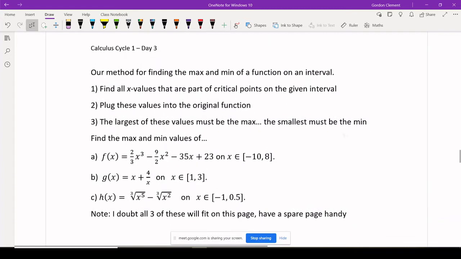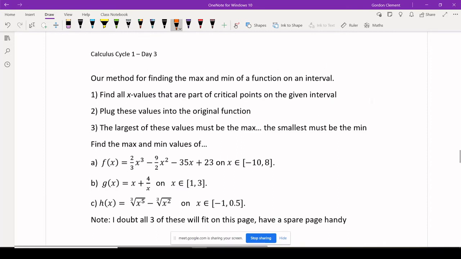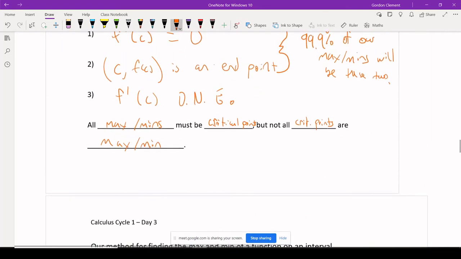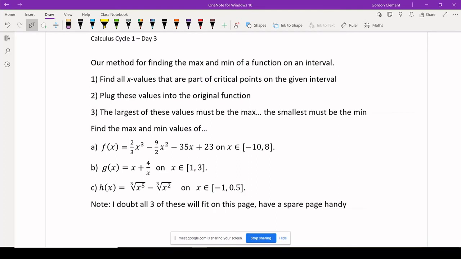And so our method for finding the max and min of a function on an interval is going to be this. We're going to find all the x values that are critical points. We're going to find all the points that might be max or mins. So all the points where the derivative is 0, both of the endpoints of our interval, and any points where the derivative doesn't exist. We're going to list them all out. We know that the max and min have to be one of these points.